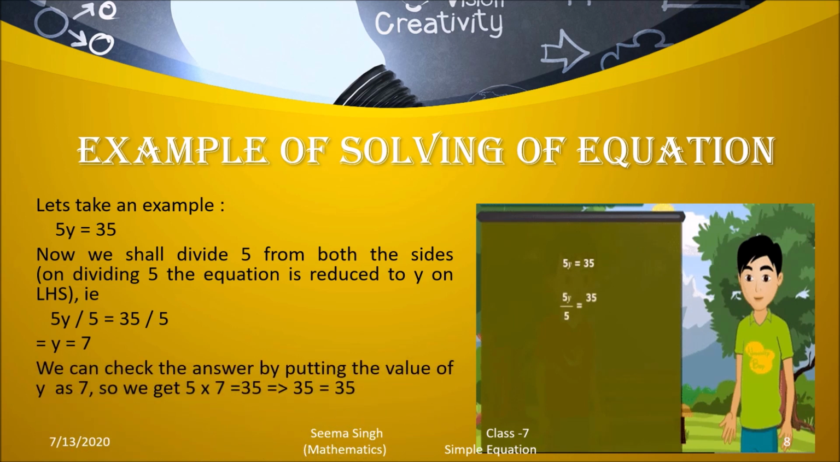We can check whether this value of y is correct or not. So we put it as 5 into 7 equals 35. 35 on both sides. So LHS is equal to RHS. So our answer for the value is correct.